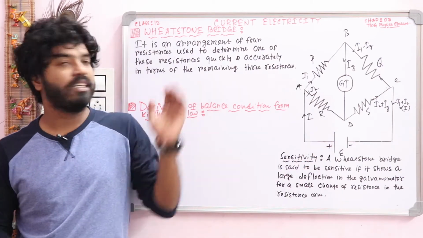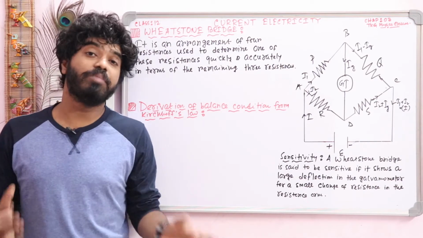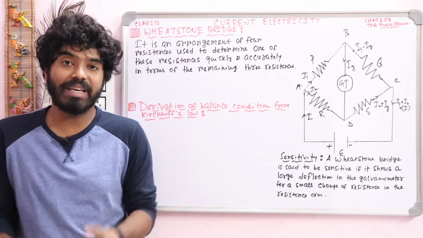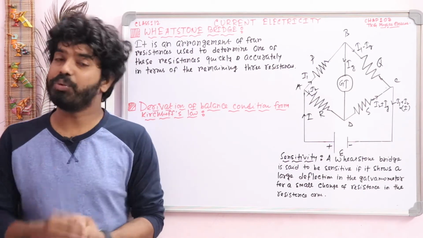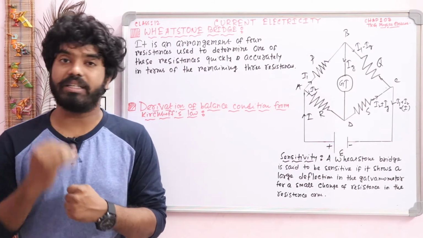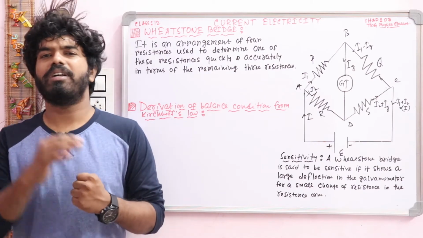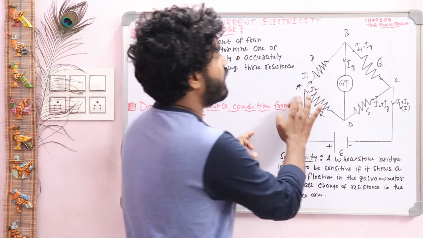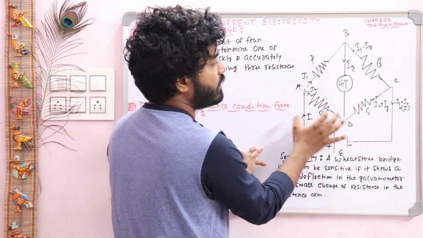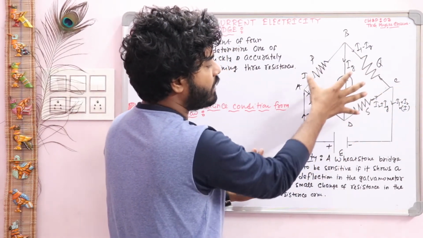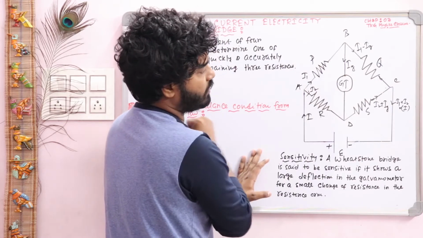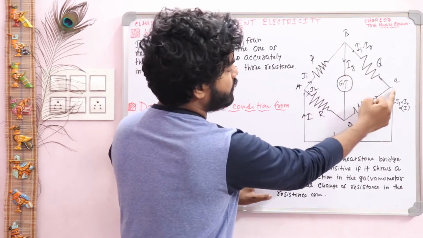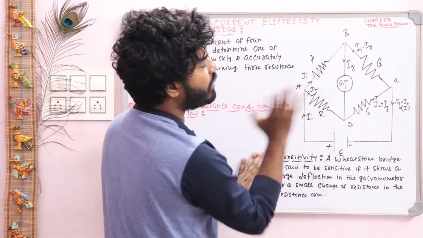This is a circuit, and the main purpose of Wheatstone bridge is that with the help of Wheatstone bridge we can measure an unknown resistance quickly and more accurately with the help of the remaining 3 resistances. You see here A, B, C and D form a quadrilateral, and in this quadrilateral there are 4 resistances: P, A to B P, B to C Q, C to D S and A to D R.